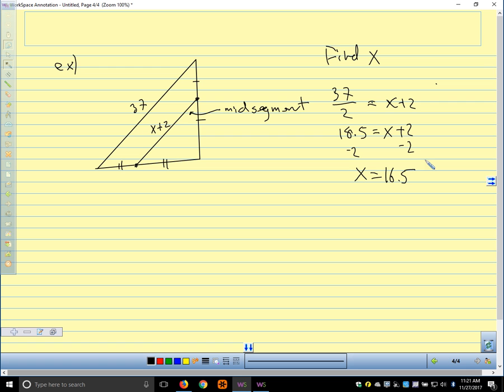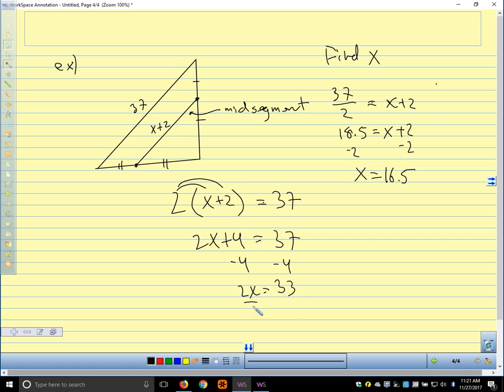What's the other way we could set it up? The base of the triangle is how many times this one? Twice. So we could say 2 times that whole thing, x plus 2, equals 37. To do it this way, I would distribute first. So 2x plus 4 equals 37. Subtract 4, 2x equals 33. Divide by 2, and I get x equals 16.5. You get the same answer either way. All right, questions? Okay.